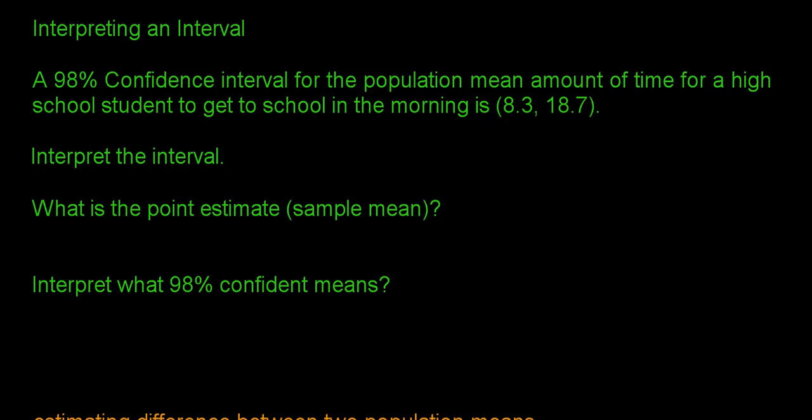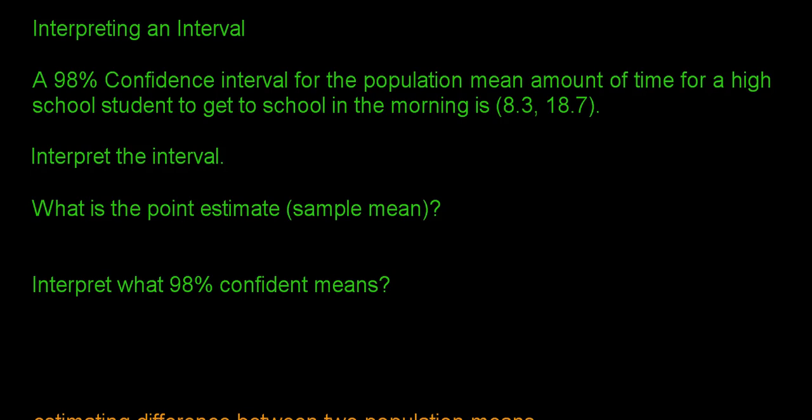So, a 98% confidence interval for the population mean amount of time for a high school student to get to school in the morning is 8.3 to 18.7. So what does this interval mean? Let's interpret this interval. The first thing I have to start off with is saying I'm 98% confident. I'm 98% confident what? Okay, use the problem, right? I'm 98% confident that the true population mean amount of time for high school to get to school is somewhere in the interval between 8.3 minutes and 18.7 minutes. So I don't know exactly what the true average amount of time it takes a high school to get to school is, but based on my sample, it's somewhere in that interval. I'm 98% confident it's in that interval.